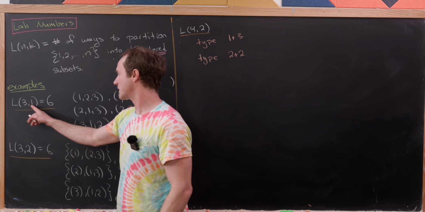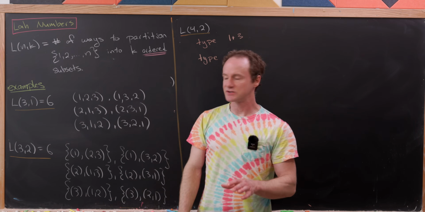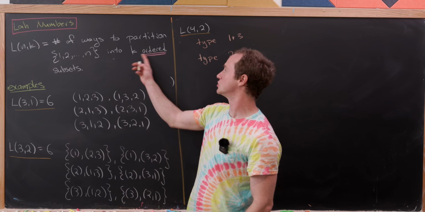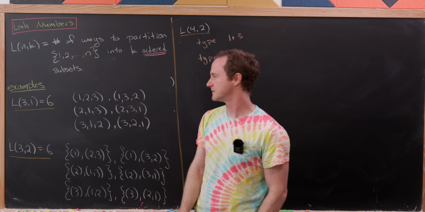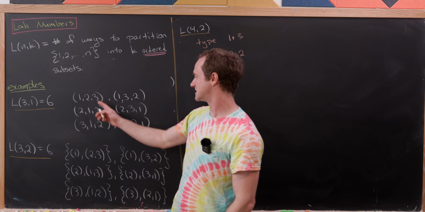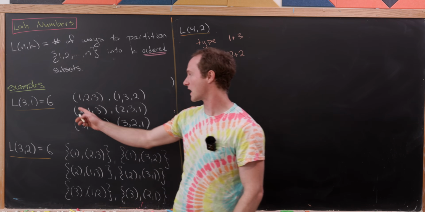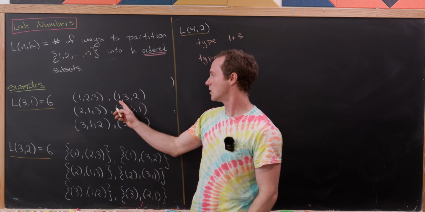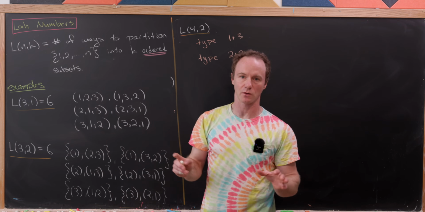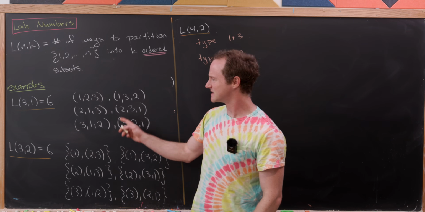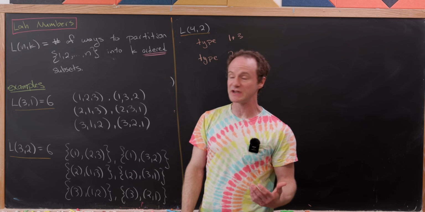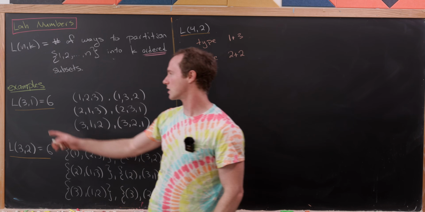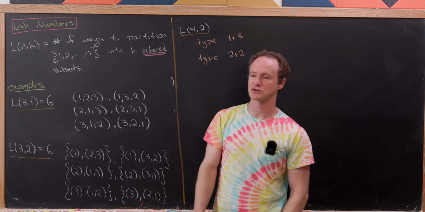So let's look at some examples. L(3,1) is equal to 6. Remember, for L(3,1), we want to partition 1 to 3 into one ordered subset. That means we've got 6 possibilities: 1, 2, 3 will be our ordering for this subset, 1, 3, 2, 2, 1, 3, and so on and so forth. Notice that that's simply the number of permutations of the set 1, 2, 3. And I think you can pretty quickly argue that L(n,1) is simply n factorial.